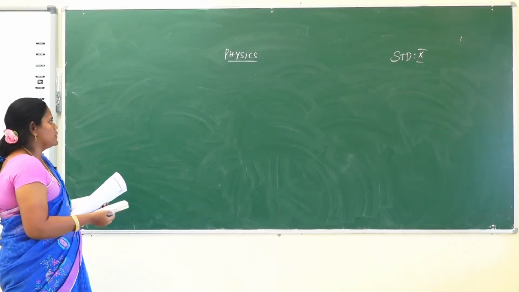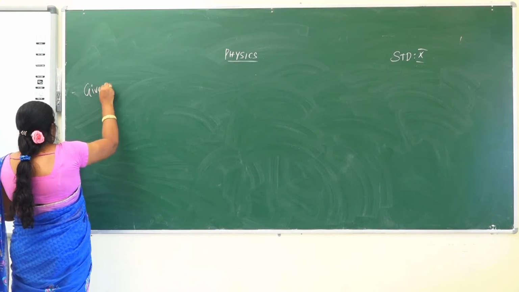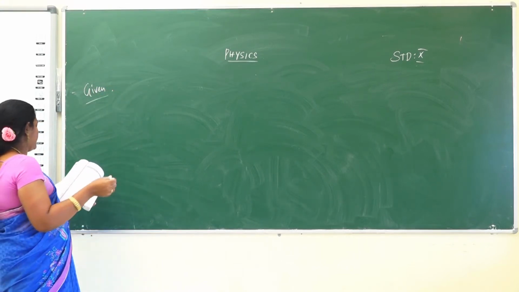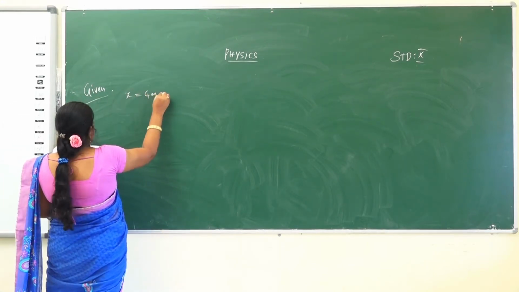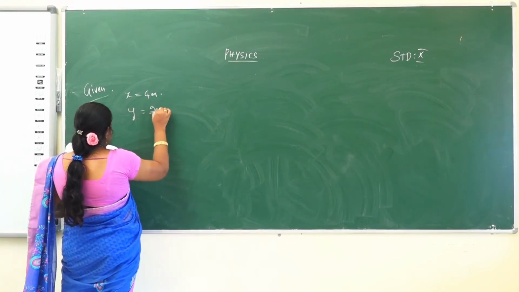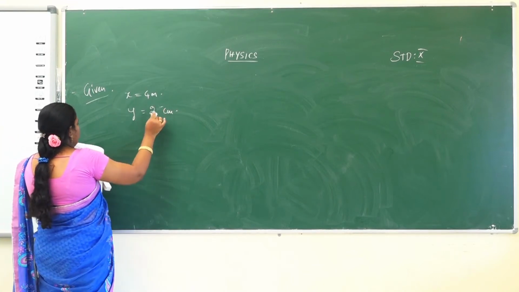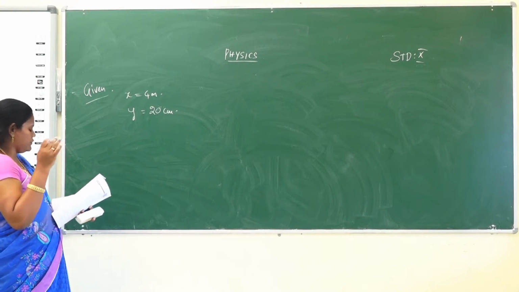What's the formula that will be used to solve this problem? So what are the given values first? The distance at which the object is kept is x equal to 4 meter, but the distance at which the person wants to see the object is y equal to 20 meter. So x is equal to 4 meter, y is equal to 20 meter.